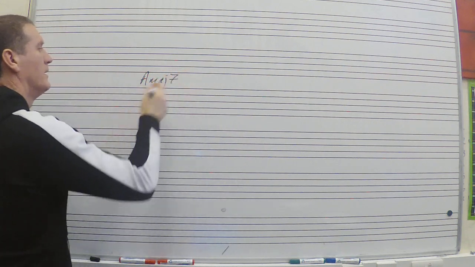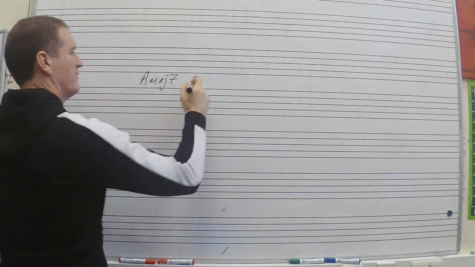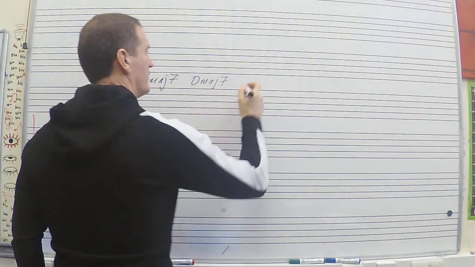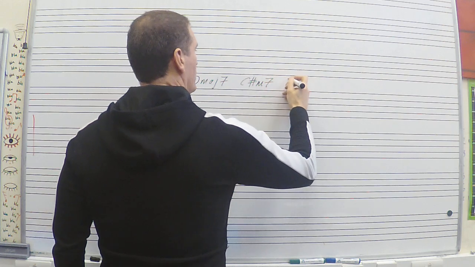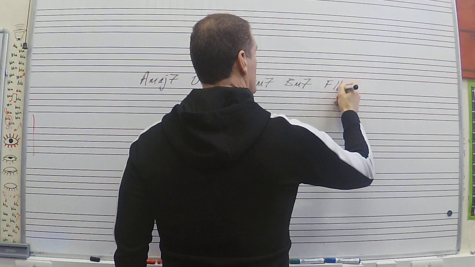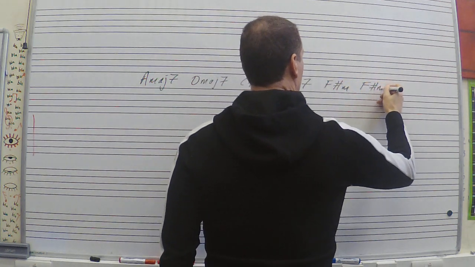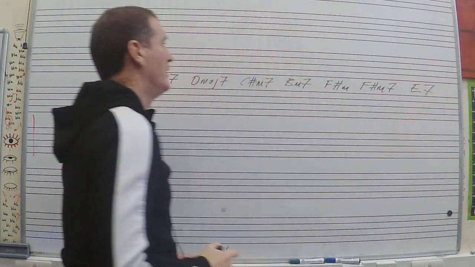Don't worry about how crazy they look at the moment. That's called A major 7. That's the way it's written. That's called D major 7. That's the way it's written. This is called C sharp minor 7. This is called B minor 7. This is an F sharp minor chord. This is an F sharp minor 7 chord. And this is what's known as an E dominant 7th.